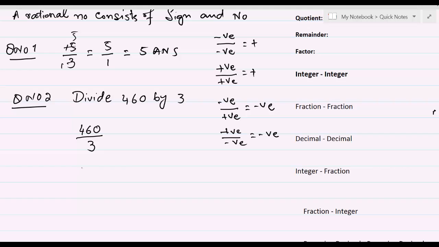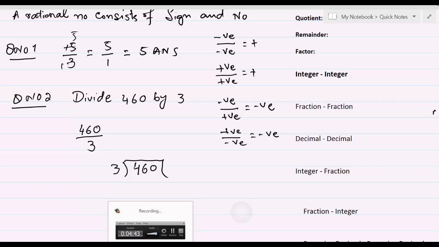Now here 3 is the divisor and 460 is called the dividend. In other words, 460 is the numerator and 3 is the denominator. But if we were to do this by long division method, then we will write 460 inside and write the long division symbol and then write the 3 outside. So 3 is the divisor now, and 460 is called the dividend.